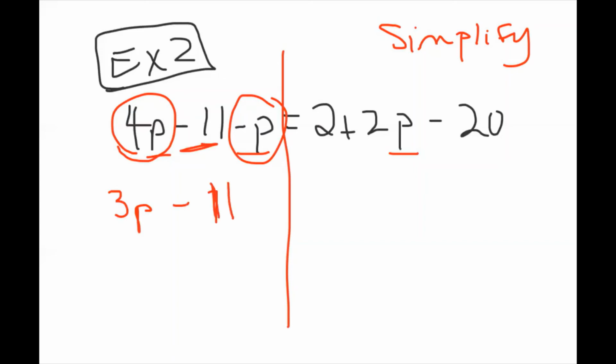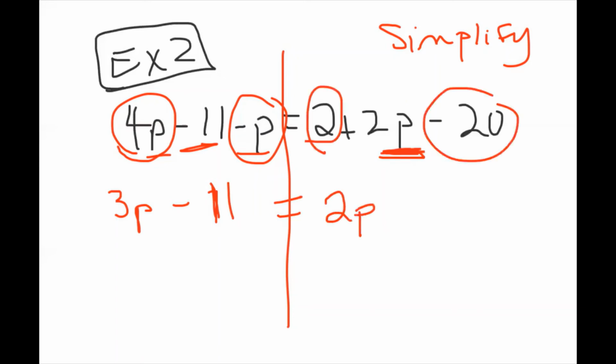Equals. I don't actually have anything to combine with that 2p over here, so I can just put 2p. But I can combine 2 and negative 20 because they are like terms. They don't have any variables with them. They're just numbers. So 2 minus 20 is going to give me negative 18.